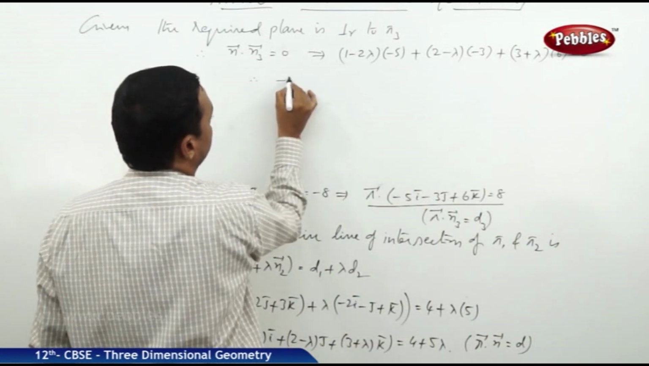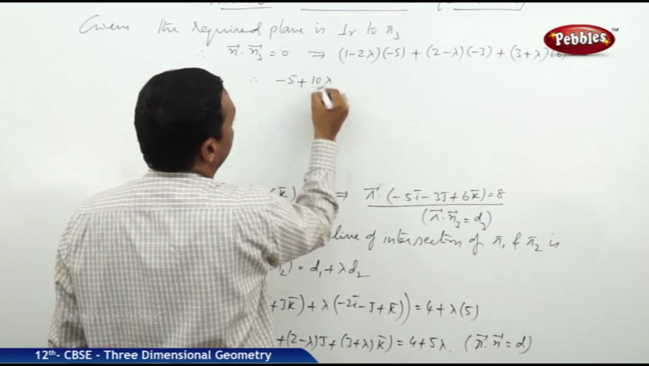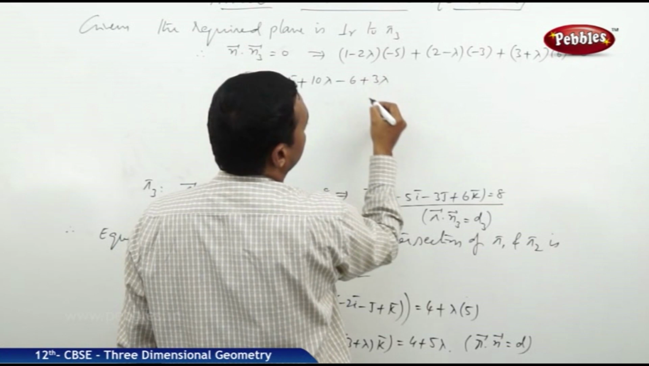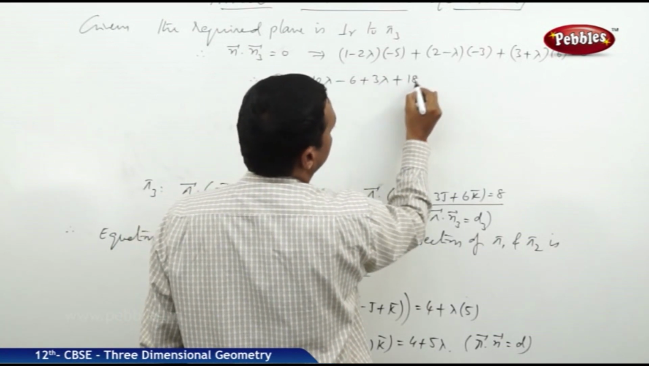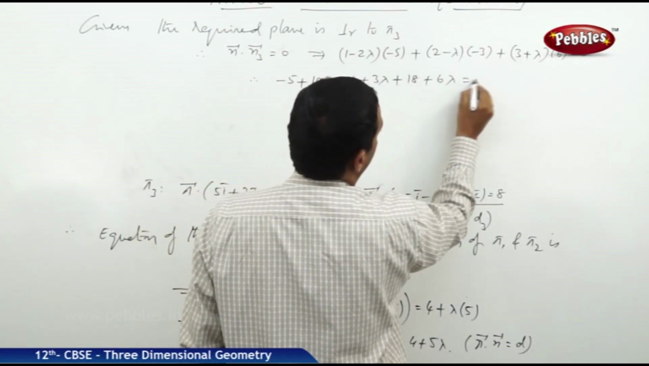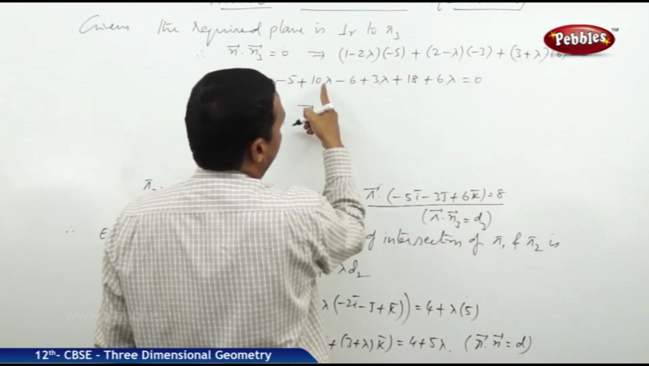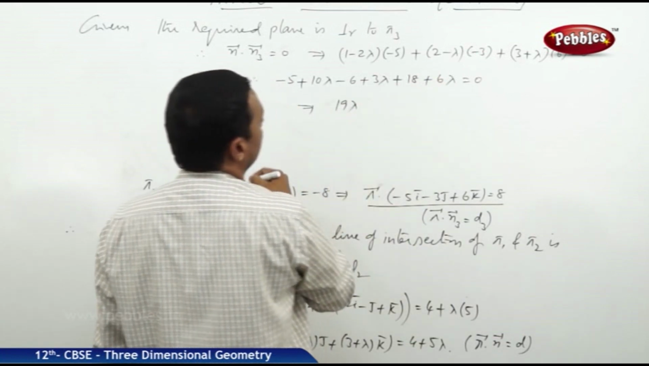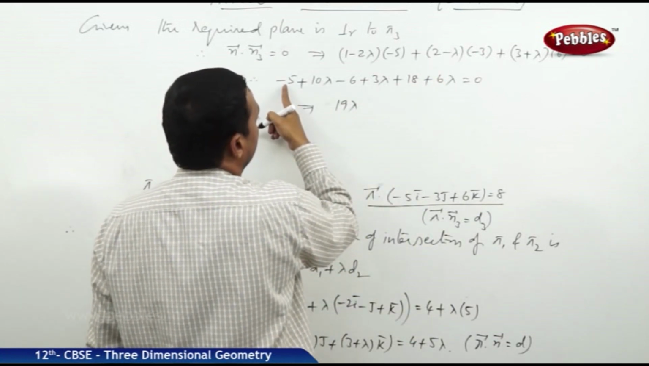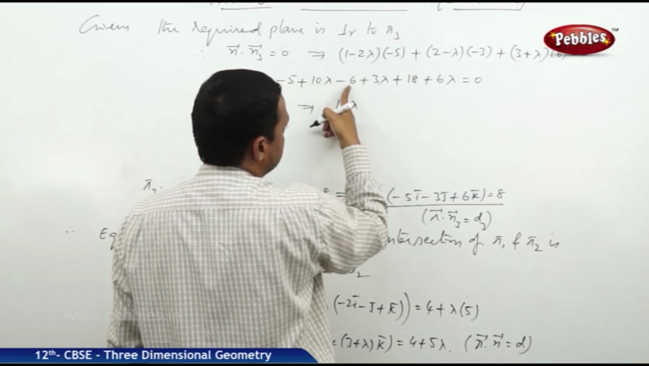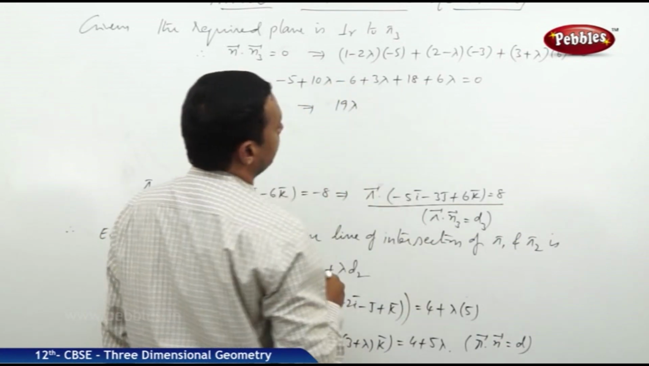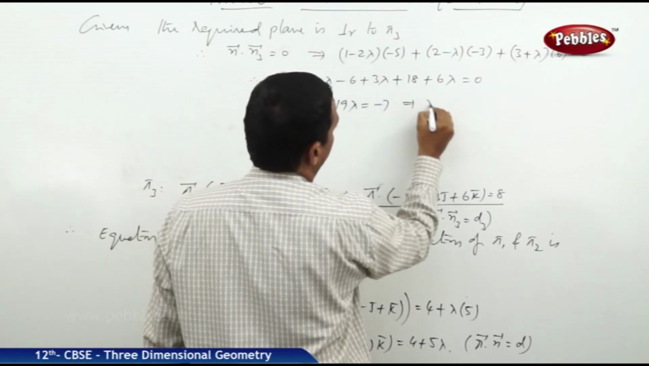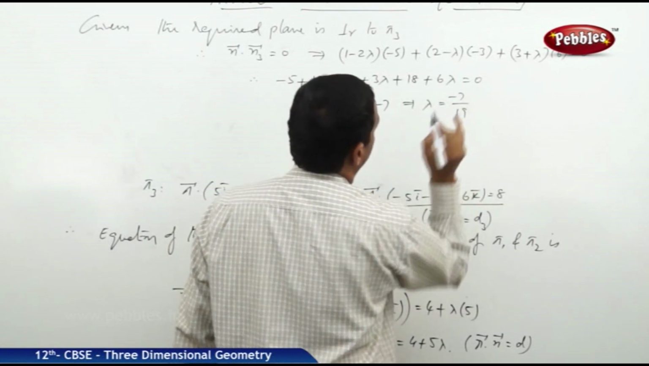Therefore, it is minus 5 plus 10 lambda minus 6 plus 3 lambda plus 18 plus 6 lambda is equal to 0. Now 10 plus 3, 13 plus 6, 19 lambda, and what are the constants here? Minus 5 minus 6, minus 11, plus 18, plus 7. Move to the right side, minus 7, therefore lambda is equal to minus 7 by 19.